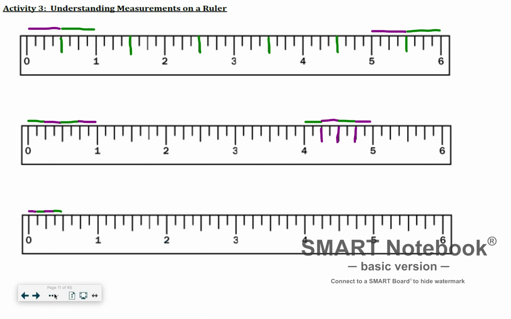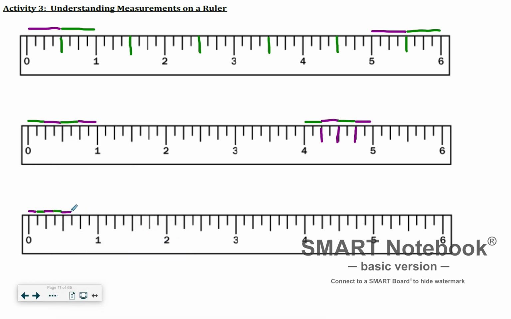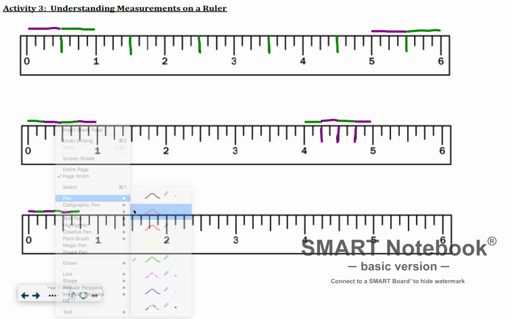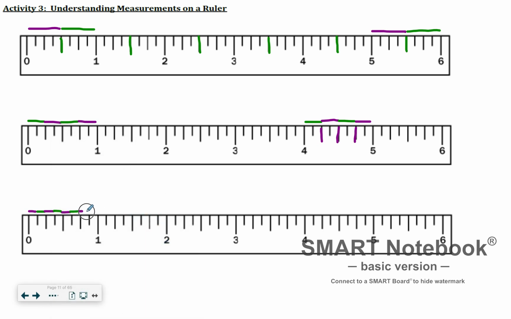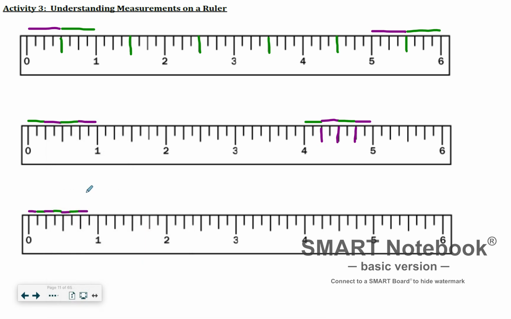4/8. 5/8. Thank you for having so much patience. 6/8. 7/8. And finally 8/8. We reached the 1.